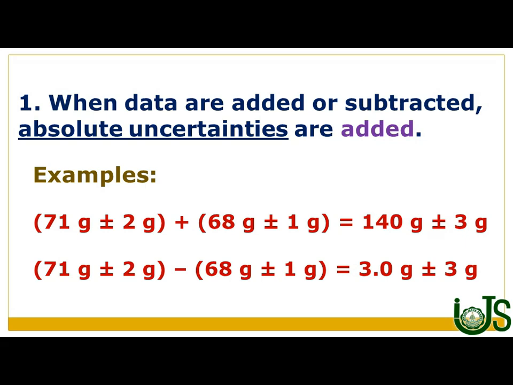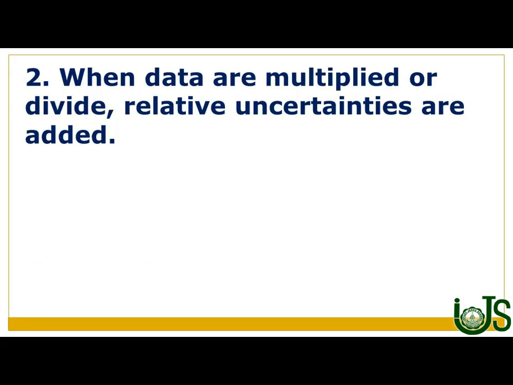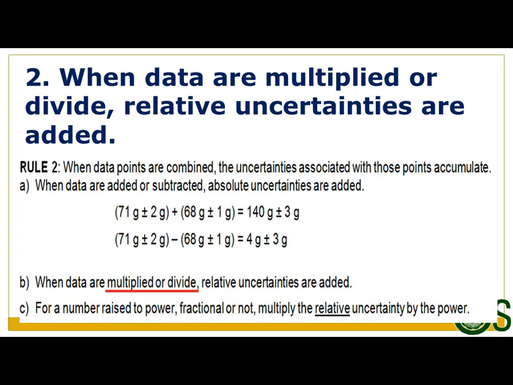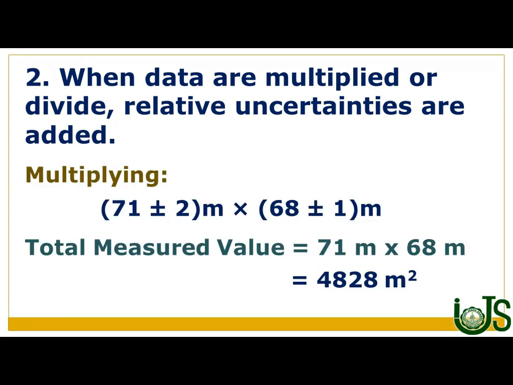Okay, next. In rule number 2, when your data are multiplied or divided, your relative uncertainties naman are added. So by the way, in your study guide, please change the letter B into multiply or divide. Kasi yung nakalagay dyan sa study guide nyo is still add or subtract in letter B. Now, when your data are multiplied or divided, the relative uncertainties are added.